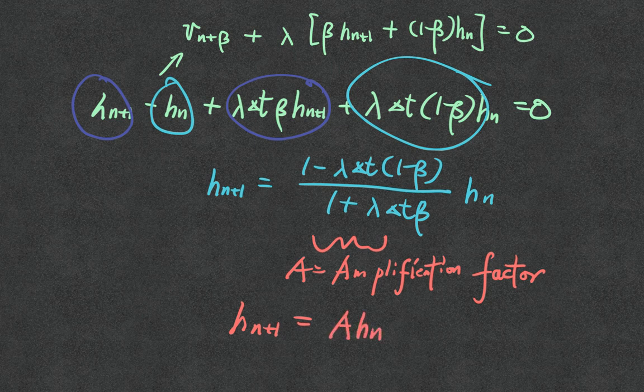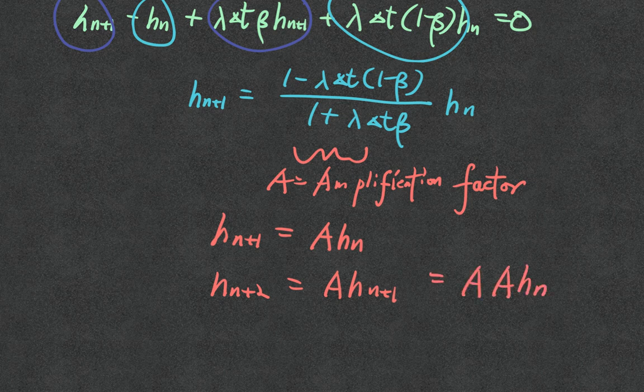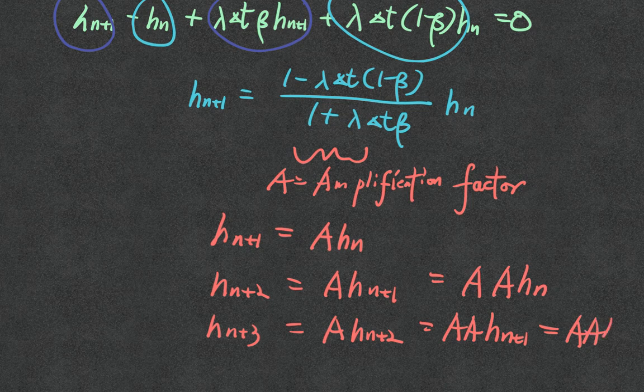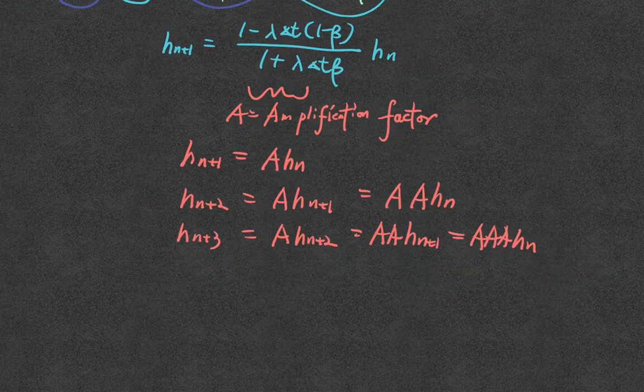This is very interesting. So how do I get h^(n+2)? h^(n+2) would be A h^(n+1), which is A squared h^n, right? How do I get h^(n+3)? That would be A h^(n+2), which is A cubed h^n. How do I get h^(n+4)? I don't want to torture my hand by writing more terms, but you get the idea. So what do you want for A?